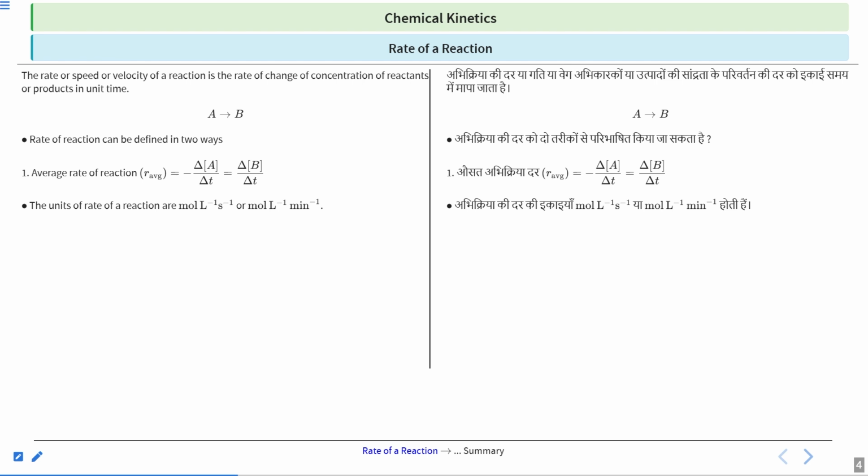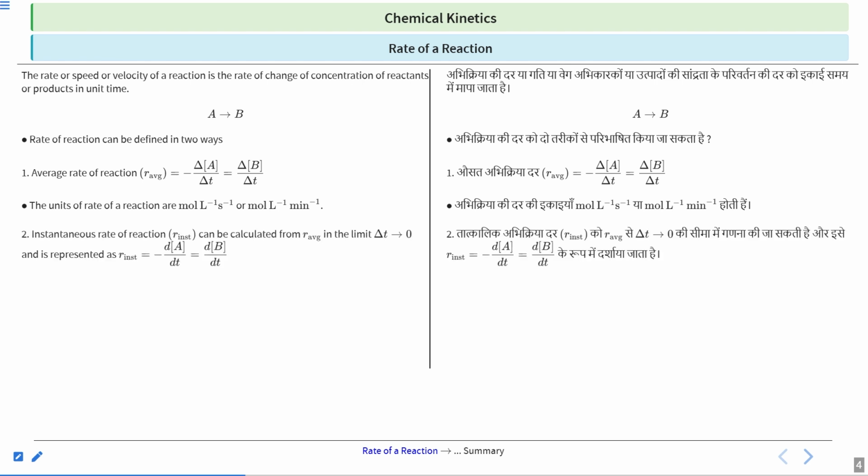Okay. Now the next thing is the instantaneous rate of reaction, which is represented by R with the subscript INST, that is a short form or abbreviated form of instantaneous. Now how can it be calculated? Very simple. Just look at that formula we have seen earlier, and what we have done is that we have limited the time change almost to zero. So what do you mean by this?